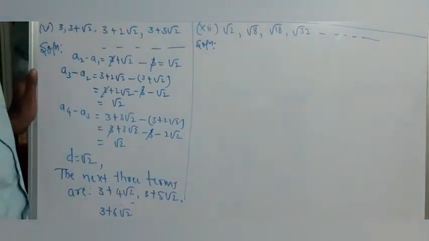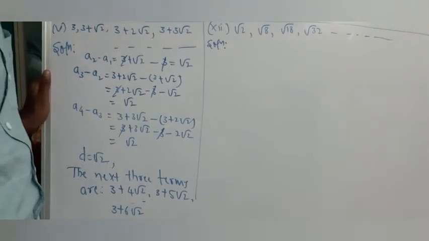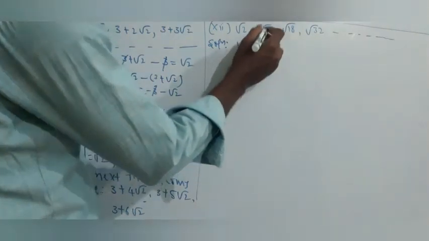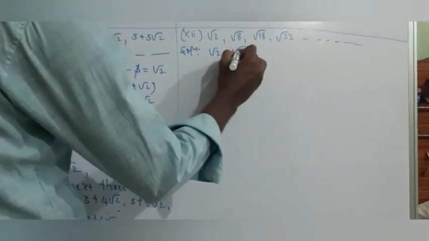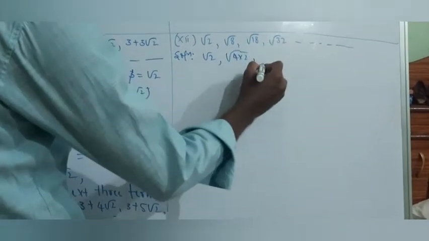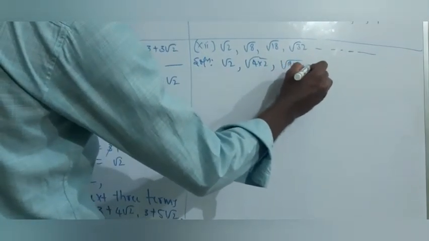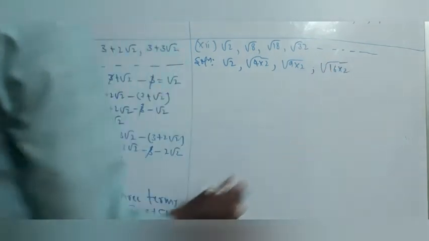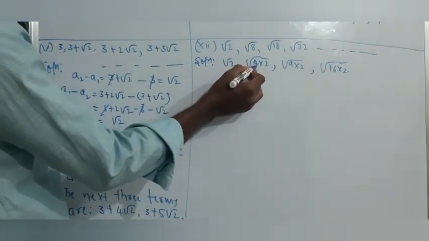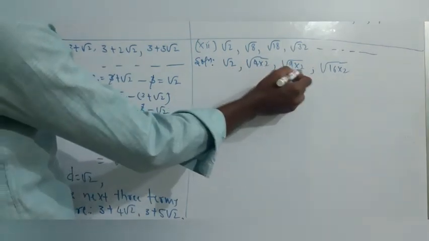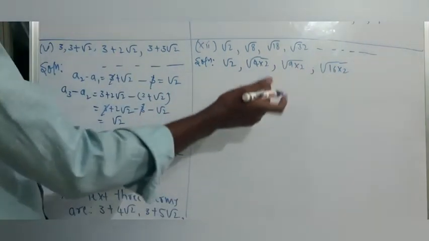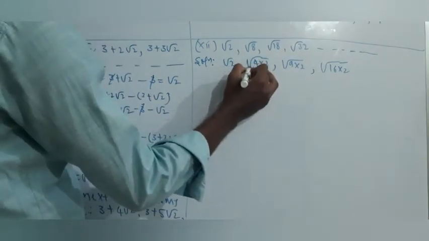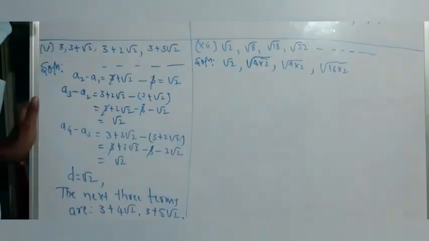Root 2, root 8, root 18 and root 32. So I will alter this to ease my calculation. How will I alter this? Root 8 can be written as root 4 into 2. Root 18 can be written as root 9 into 2. Root 32 can be written as root 16 into 2. So what I did, see, 4 is a perfect square, 9 is a perfect square, 16 is a perfect square. So what I want is root 2 under the square root. That is the reason I made this arrangement.